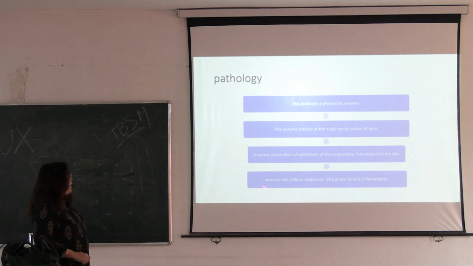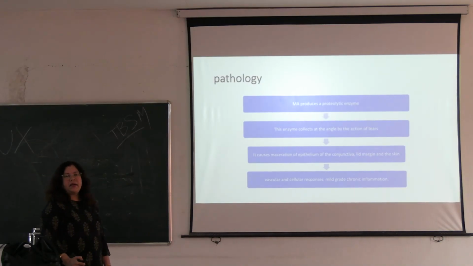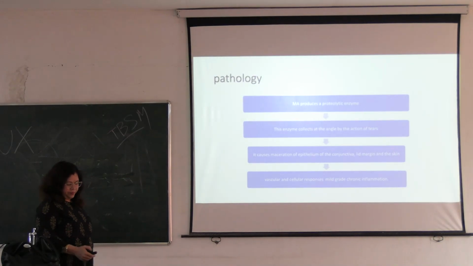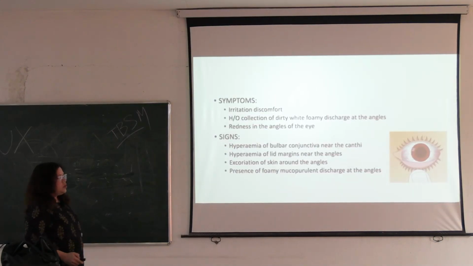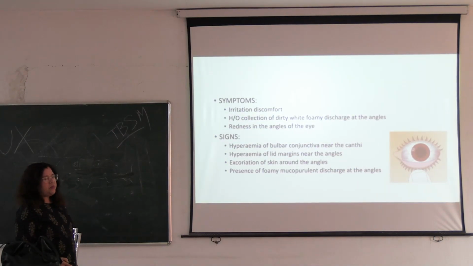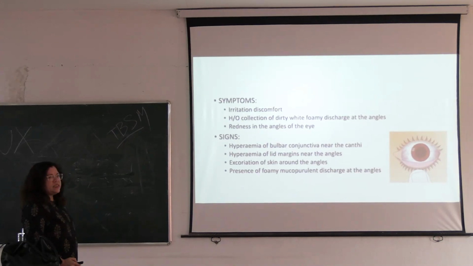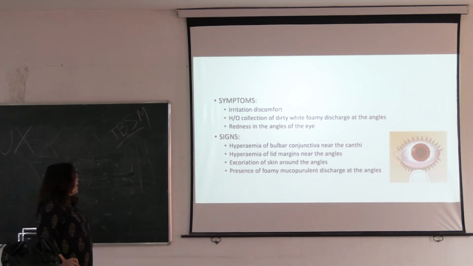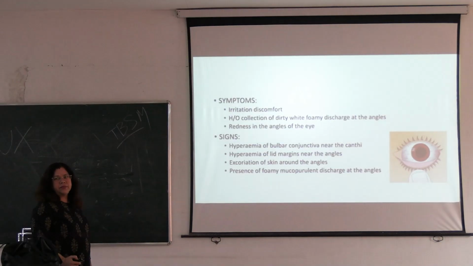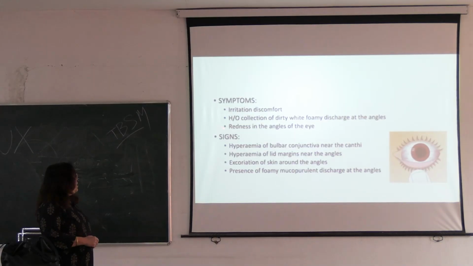And as usual in other kinds of conjunctivitis, it also has a vascular response and a mild grade of chronic inflammation. So, symptoms are very few in this type of conjunctivitis. Only irritation and discomfort are present, and the typical sign is a collection of dirty white foamy discharge. This is present only in the angle, and redness is also present in the angle.